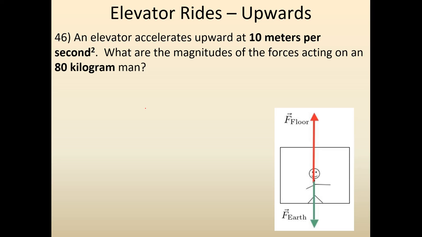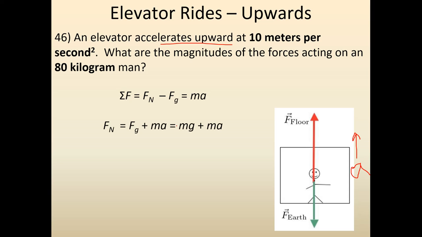All right. So we want to know what the forces are that are acting on the 80 kilogram man. Well, we know the gravitational force is going to be 80 times 10. So Fg is going to equal 800. To find the normal force, I'm going to have to do sum of the forces equals ma. So we have the normal force minus the gravitational force. Because I'm accelerating upwards, I know that the force that's going up, the normal force, has to be positive, and then the gravitational force has to be negative.